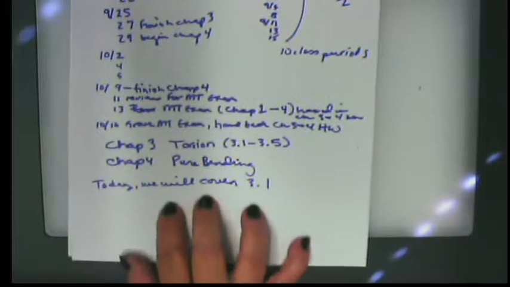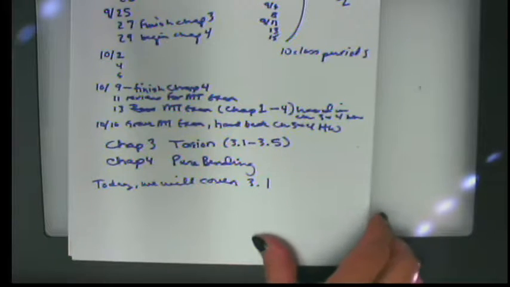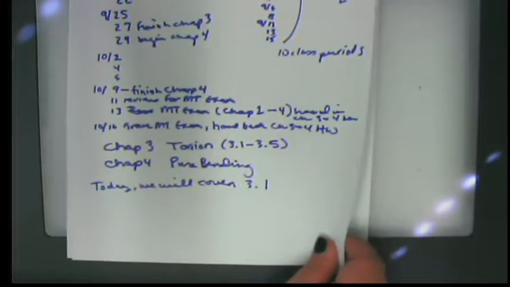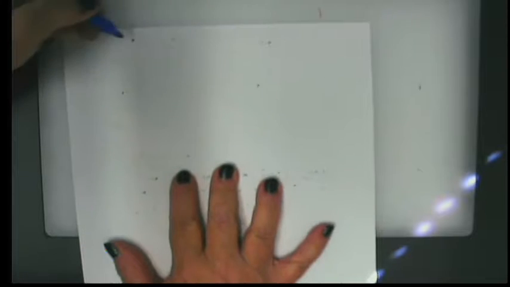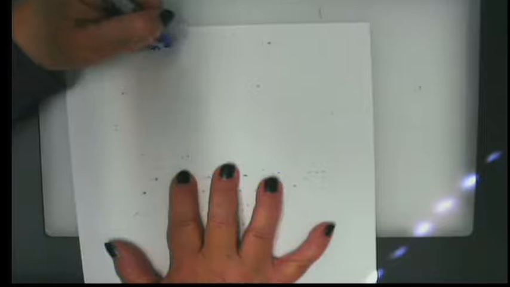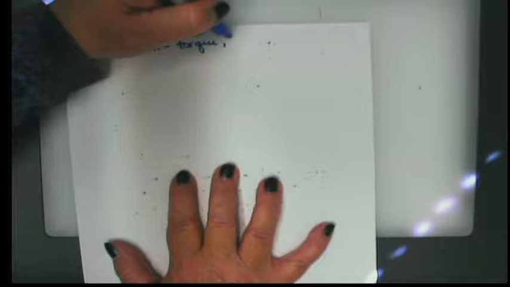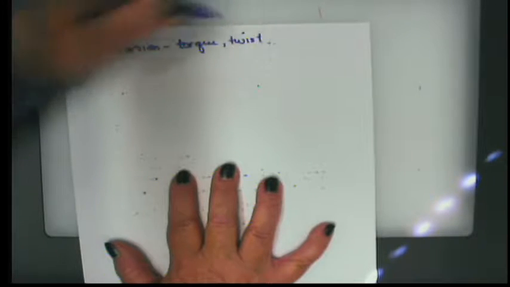All right, so today we're going to cover section 3.1, and we're going to start to lay out the geometry of torsion, and we're going to put in some definitions, why we study torsion, and sort of the geometry that we can study when we're talking about this. All right, so in general, torsion refers to two different things: an applied torque and a corresponding twist that goes along with it.